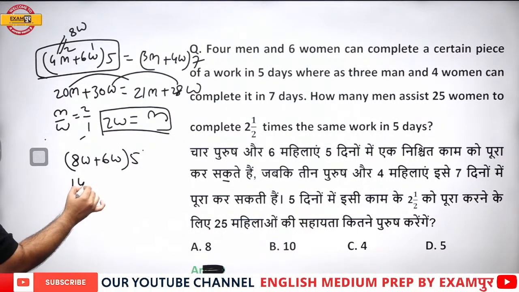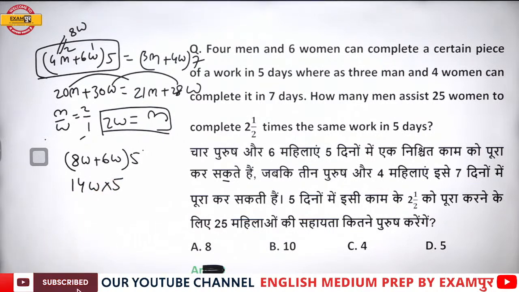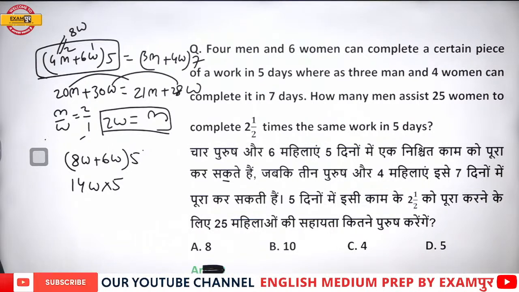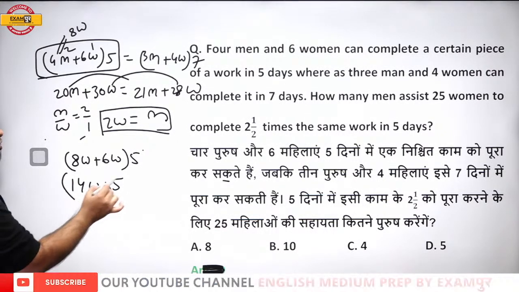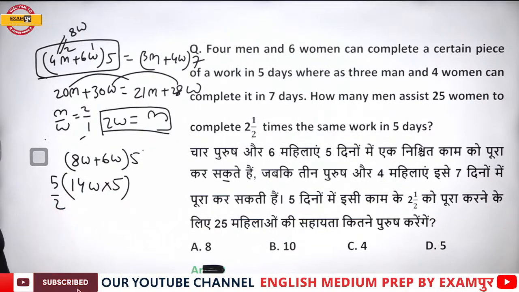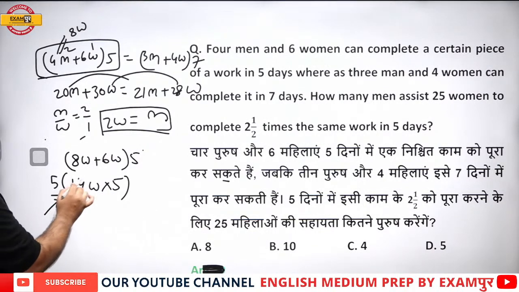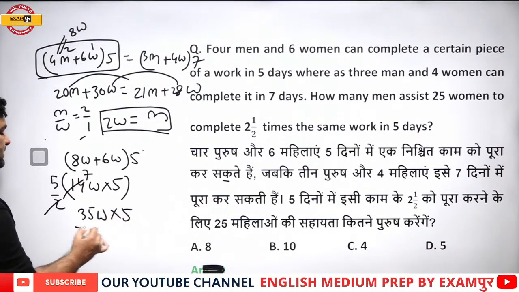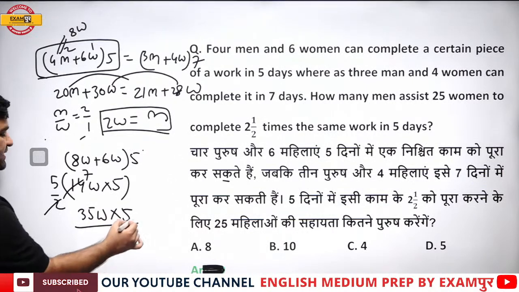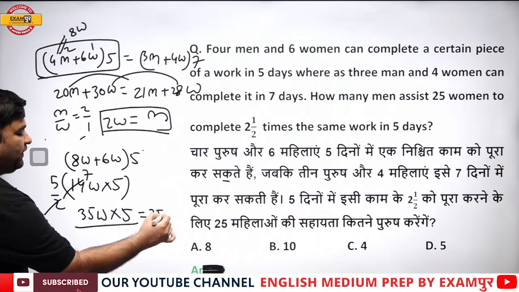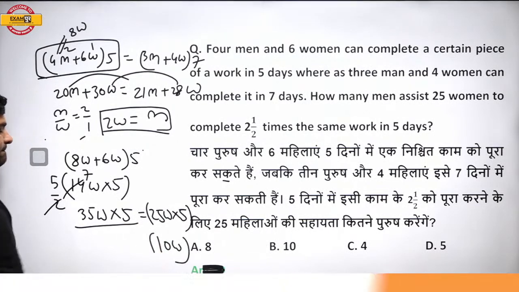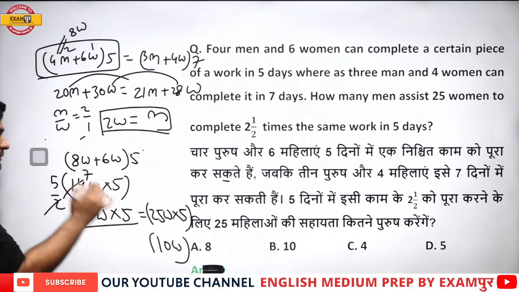Or you can say 14 women can do the work in 5 days. Now, you want to do 5 by 2 times of this work, which means 35 women for 5 days are required, but you have 25 women for 5 days. So can I say 10 women more required?